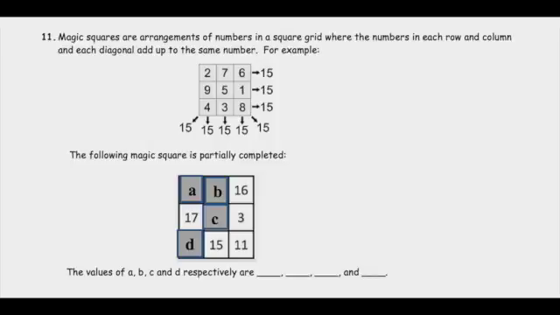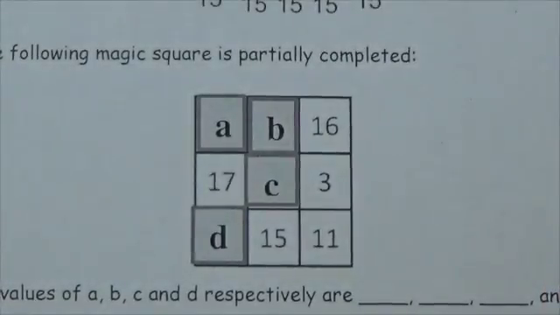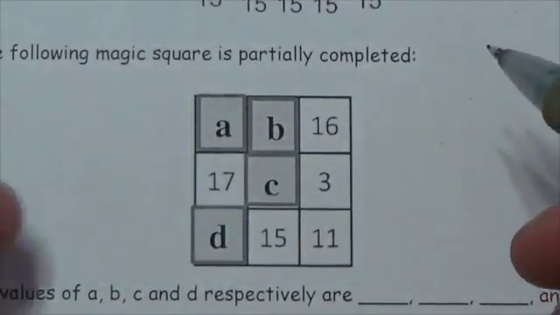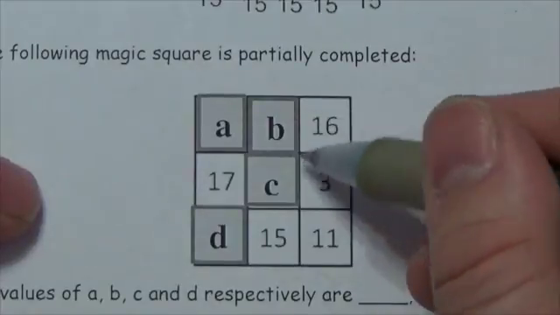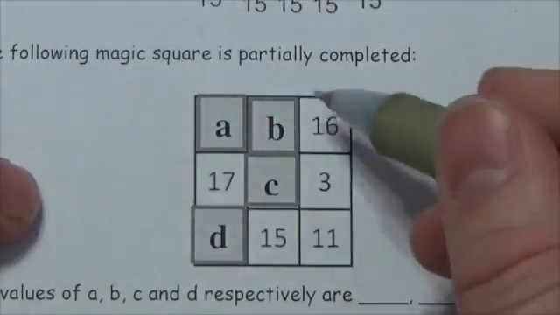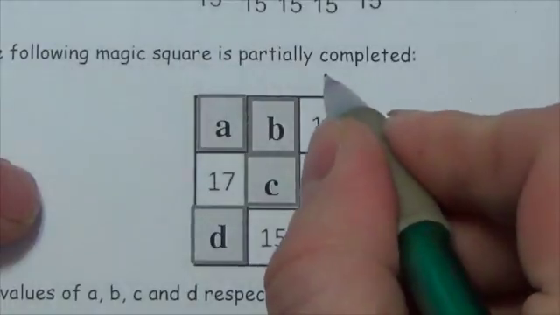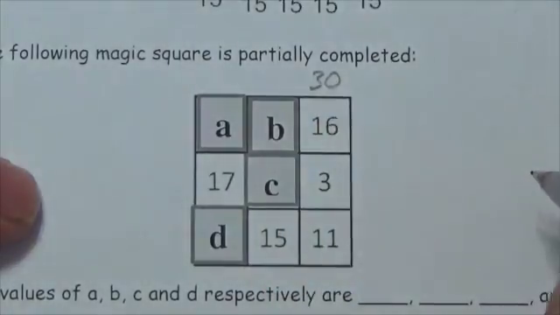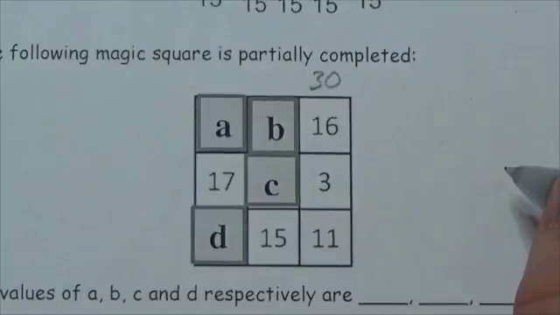Magic squares are arrangements of numbers in a square grid where the numbers in each row and column and each diagonal add up to the same number, as in the following example. The following magic square is partially completed. The values of A, B, C, and D respectively are what? All right, so we're told this is a magic square. If that's the case, then we should be able to figure out what the total is by just looking at this particular column right here. And it turns out the sum of that column is 30, okay, which gives us a bit to work with.